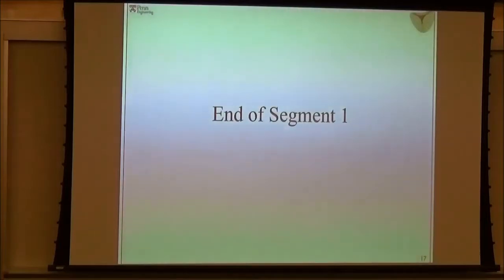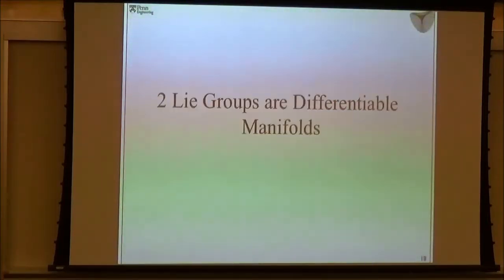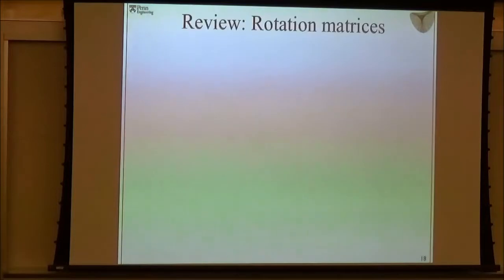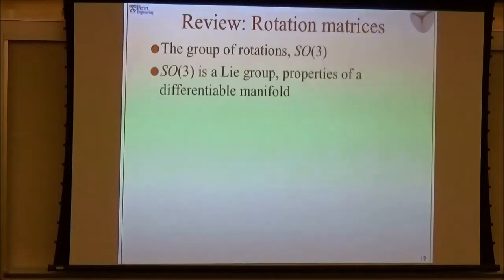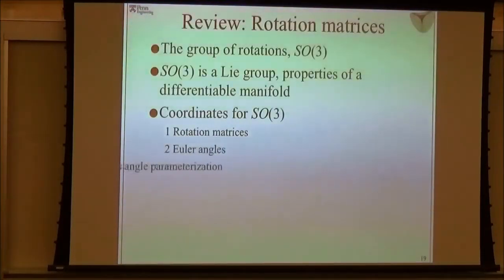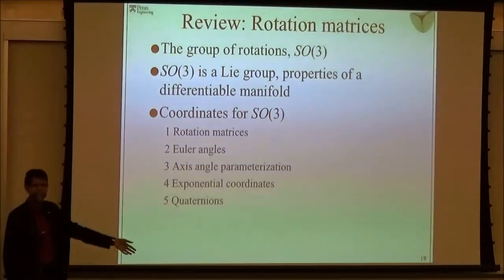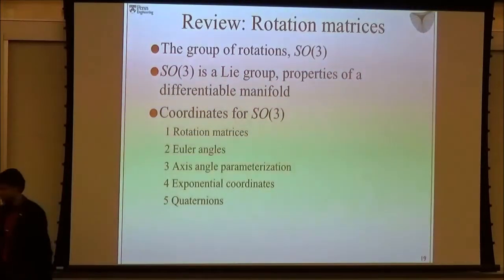Okay, so let me just stop with my introduction and move on to the first idea, that you might want to think about Lie groups as differentiable manifolds. You know that rotation matrices, and you've seen all of this before, that SO3 is a Lie group. So what does that mean? It has properties of a differentiable manifold. You know that there are 3 coordinates for SO3, although rotation matrices give you 9 numbers. You can do other angles, or any one of these. But basically, it's a 3-dimensional space.